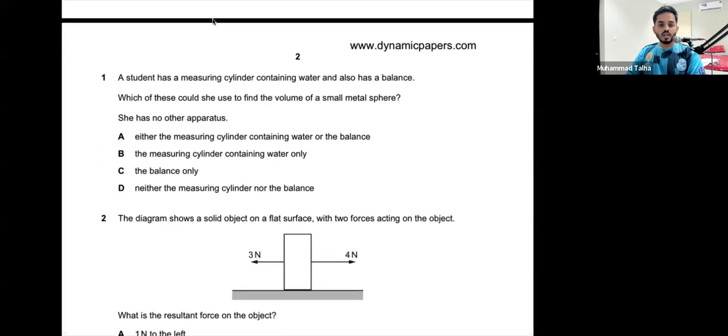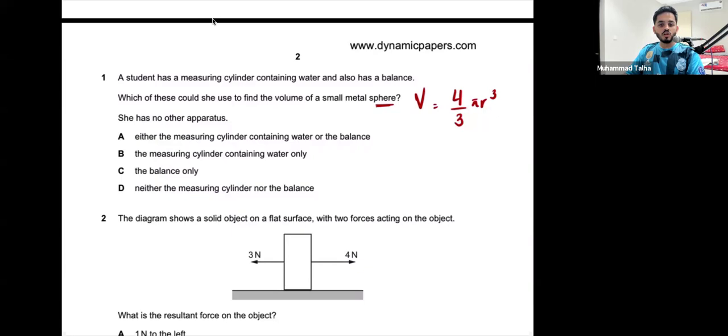Question number 1: a student has a measuring cylinder containing water and also has a balance. Which of these could she use to find the volume of a small metal sphere? Because it's a sphere, I could use the formula for the volume of a sphere, 4/3 πr³. You're not supposed to know this, but anyway, you would need the radius, and she has no other apparatus to measure the radius, so you can't do that.